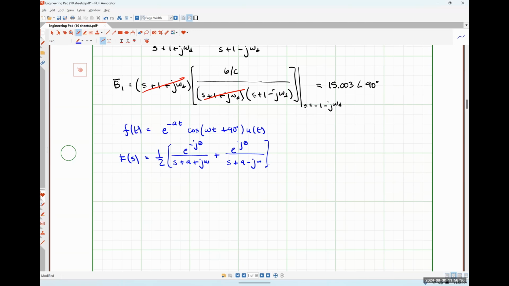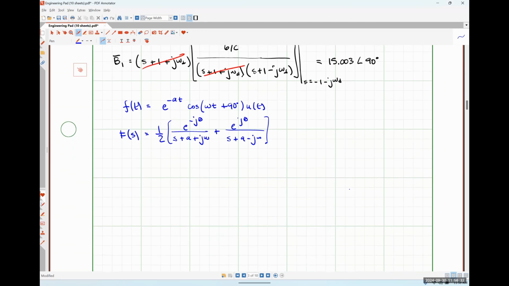So B of t should be 15.003 times 2, which is 30.006, times e, and A is 1, so we're going to have e to the negative t.